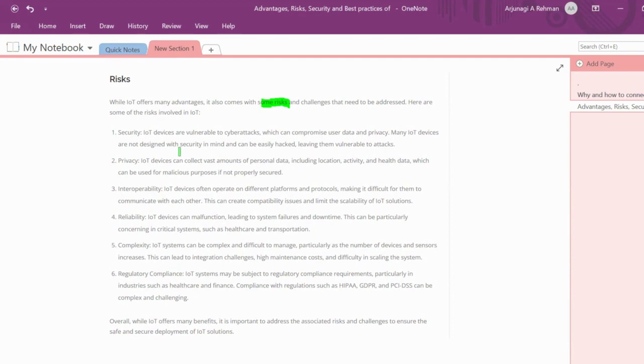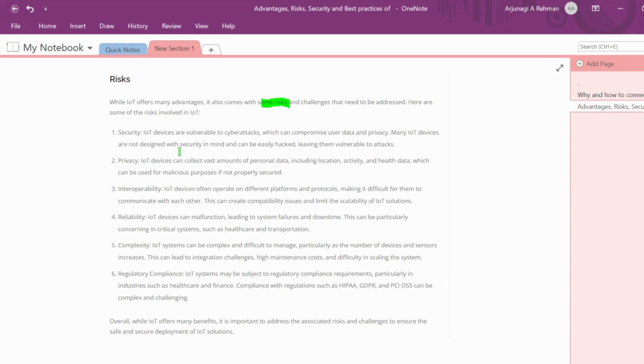So, because there are many, many IoT devices, if the number of devices increases, then the chances of a security breach also increase. And generally, while making IoT devices, because it is a relatively new technology, developers don't think about security much.